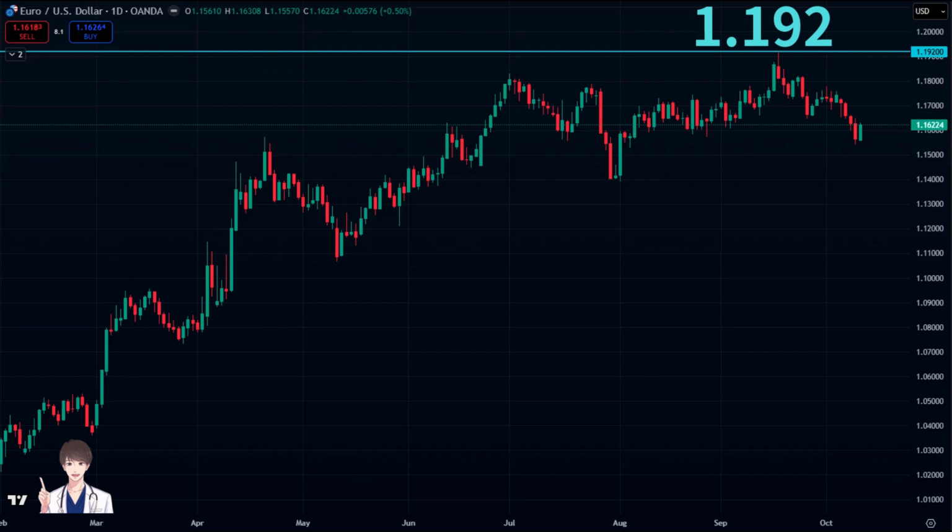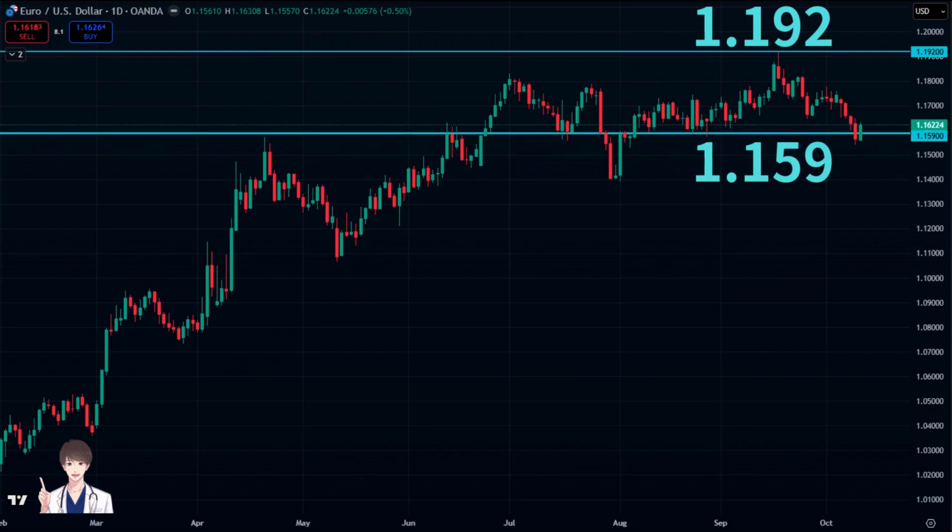On the downside, the 1.159 area is acting as both support and resistance, and we saw a brief rebound from this zone late last week. However, if price falls below this level, it could signal a shift in the daily bias, so caution is advised.